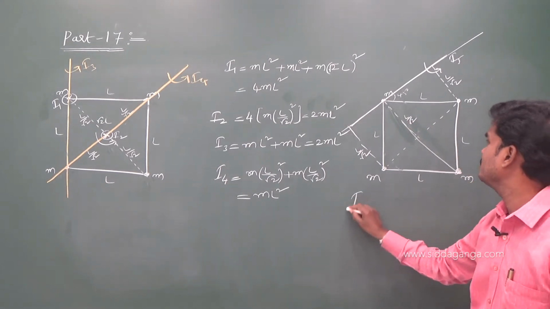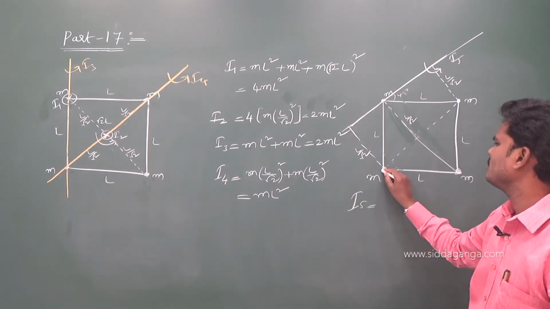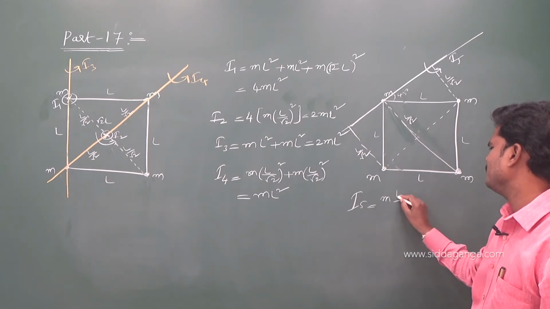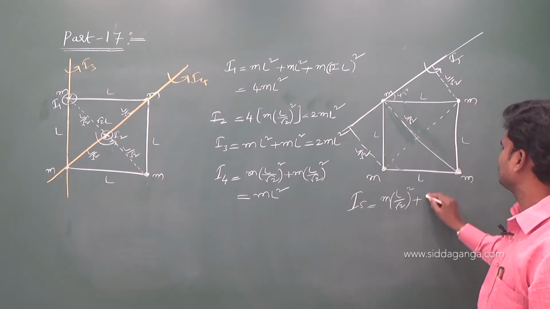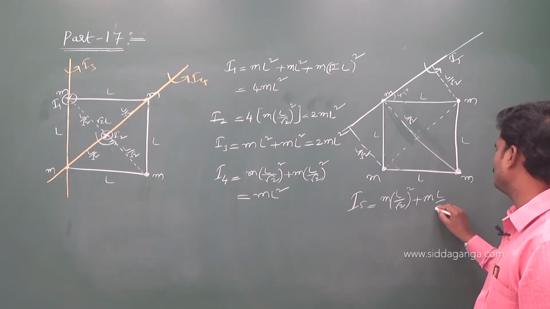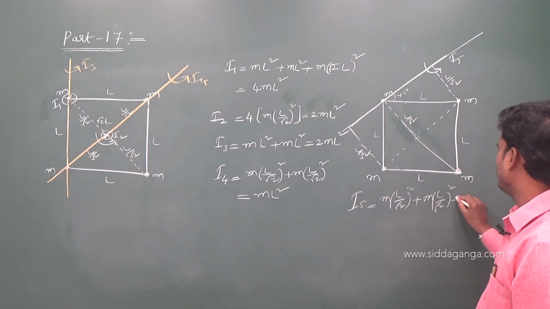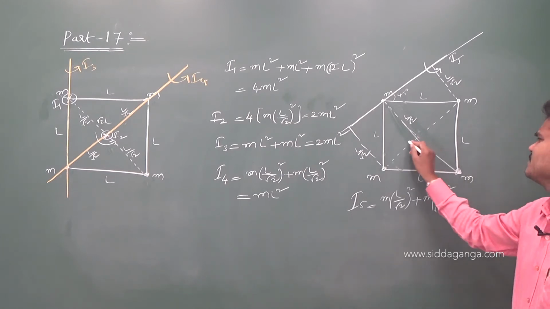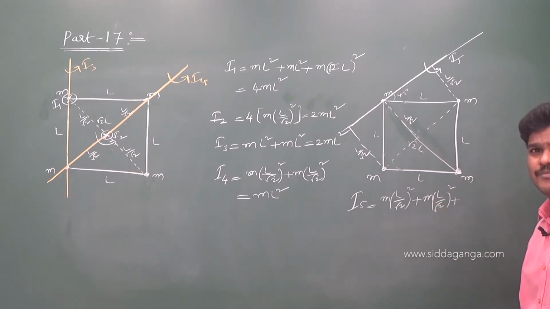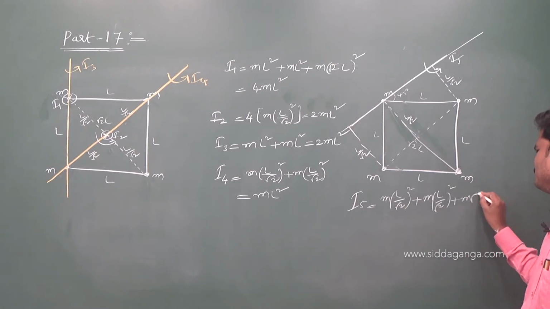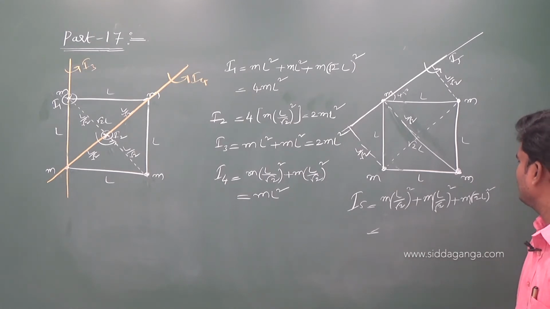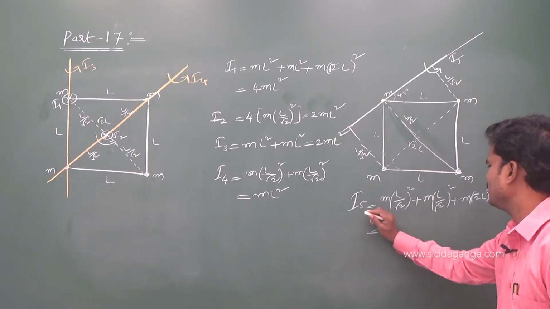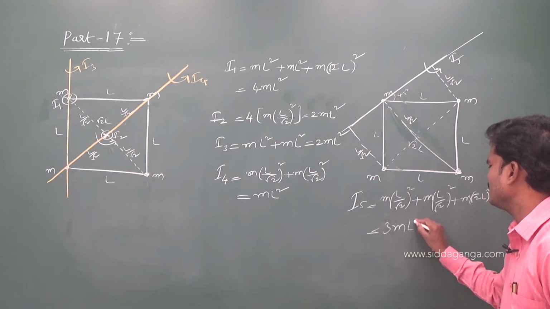Then can anyone guess the answer for I5? Because of this, M L by root 2 squared. Because of this, M L by 2 root 2 squared. And because of this, it is at what distance? Root 2 L. So, M into root 2 L whole squared. mL squared by 2, mL squared by 2, mL squared, this is 2, so 3. Check the answer: 3 mL squared.